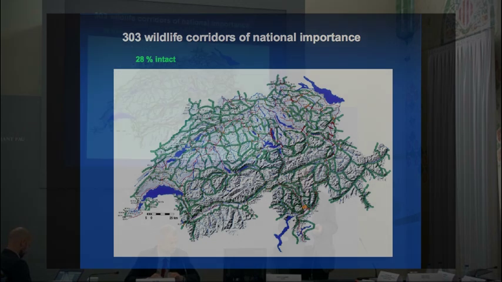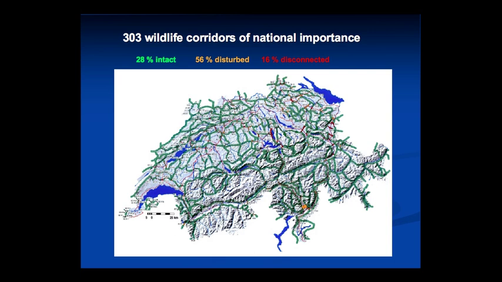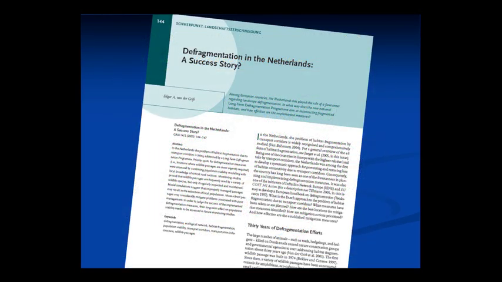This is the example from Switzerland, the corridor system of national importance. Only 28% of the corridors are still intact today. More than 50% are disturbed, and 16% are disconnected. So Switzerland is putting a lot of money into the restoration of all these places where motorways are dissecting the wildlife corridors. Another example is done in Switzerland.